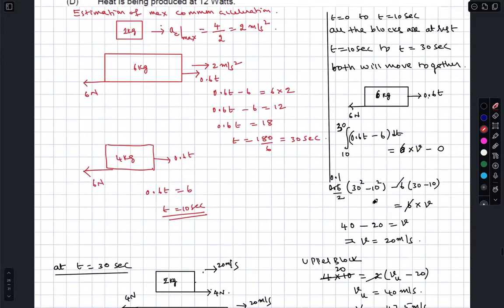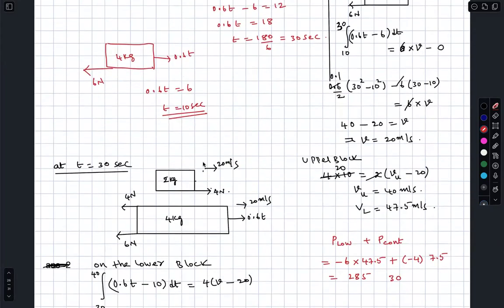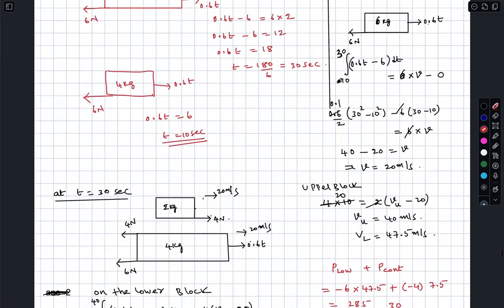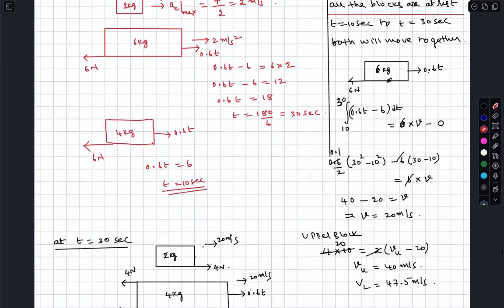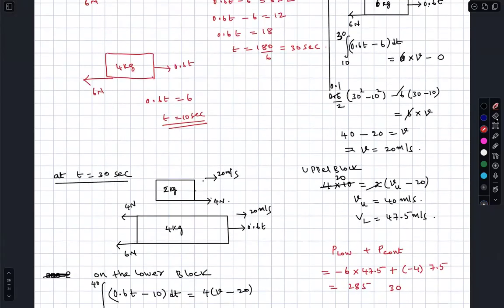Right. Now, till this point, I have estimated that till 10 seconds, there is no motion at all. That's the points which I have written here. First point, t equal to 0 to t equal to 10, nothing is happening. T equal to 10 seconds to 30 seconds, they will move together, right?